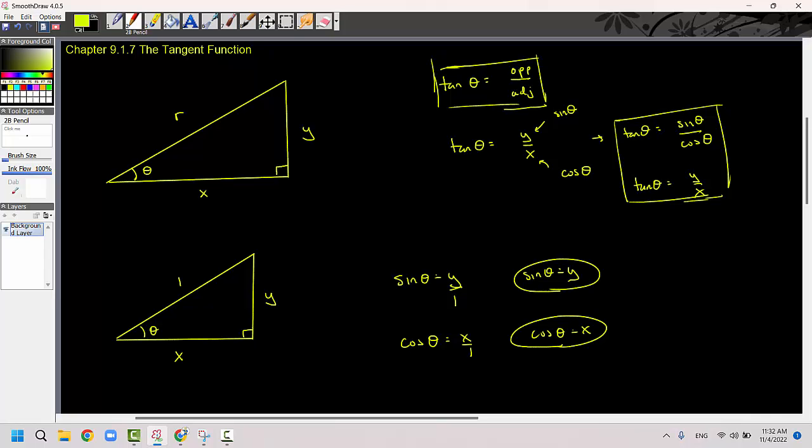Let's go ahead and pop up another unit circle, and then we will start dividing our y values by our x values. I'll be right back. Give me a second.